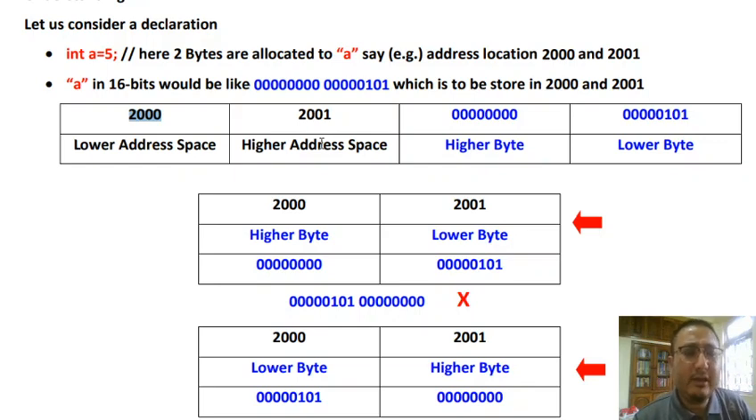Likewise, if the variable had been a floating point variable with 4 bytes allocated to it, then you would have the lowest address space, lower address space, higher address space, and highest address space. Here we have only 2 bytes, so we have a lower address space and a higher address space. As per the binarized value of 5, we have 2 bytes: the higher byte and the lower byte. The higher byte has all zeros and the lower byte has 0000 0101.